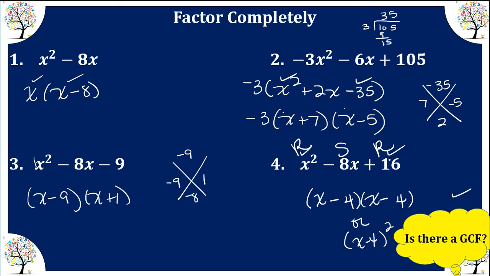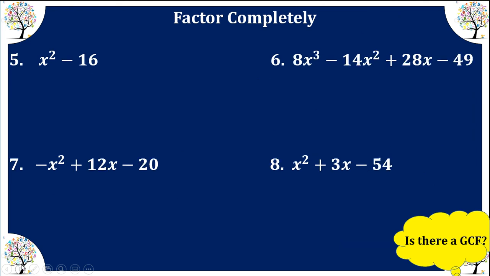Now, if you did not recognize this, we would simply use the graphic organizer, 1 times 16 and negative 8. And you could clearly see that negative 4 times negative 4 gives you that 16 and adds to the negative 8. So the grouping works all the time.